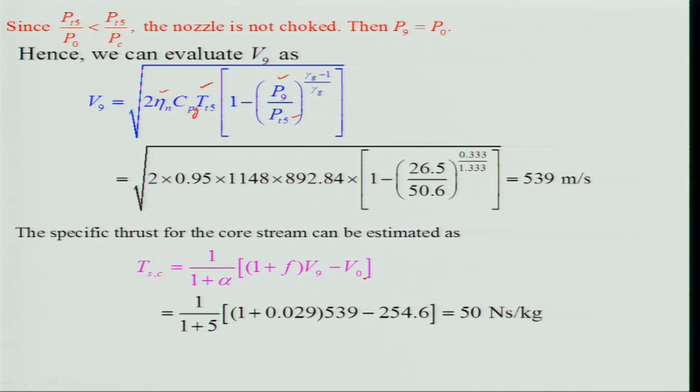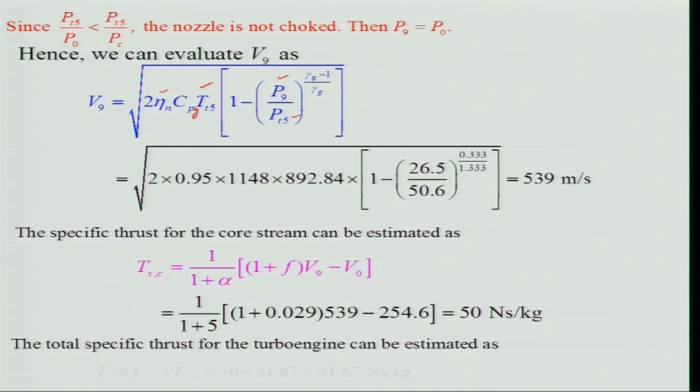The specific thrust for the core stream we can evaluate, because there is no contribution of thrust due to pressure. It is only due to momentum, and you will get that the specific thrust for the core engine is 50 Newton per second. My hunch is that it will be kilonewtons, so you will have to cross-check that. The total specific thrust of the turbofan engine can be estimated by adding the two contributions, and you get 81.67 kilonewton per second per kg. It looks like that.